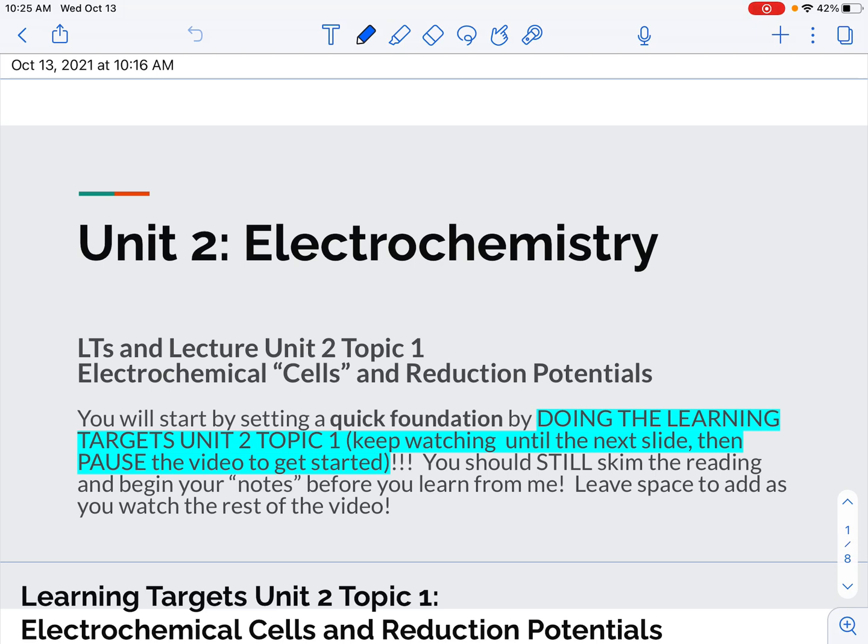So here goes. This is our first lecture in Unit 2, Electrochem, and in this first lecture you're going to learn about electrochemical cells and reduction potentials. I need you to make sure that before you start, you set up your foundation of learning by doing the learning targets that are on the next slide. So make sure that you have your learning target notebook and find your textbook, and you're going to skim the reading and make your start of your notes, your introduction from your reading, and set it up in your learning targets. Please make sure that you leave space as you watch through the rest of the video.